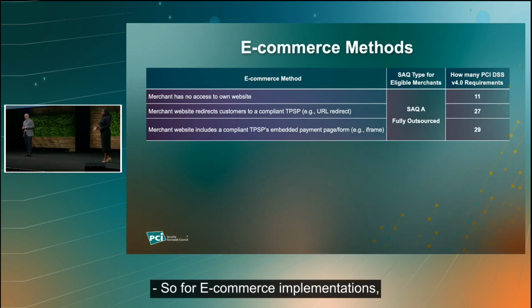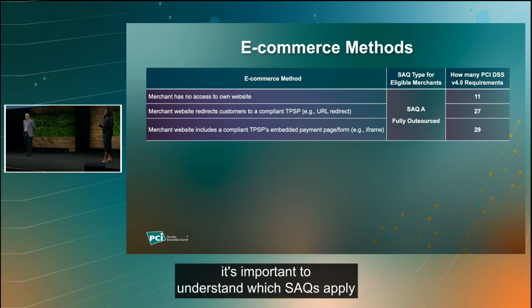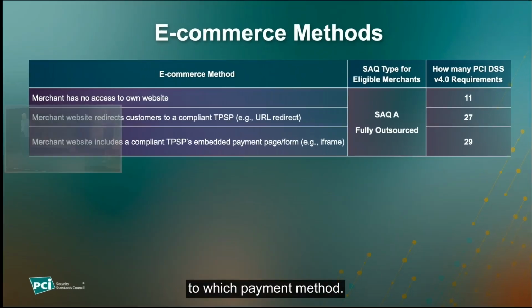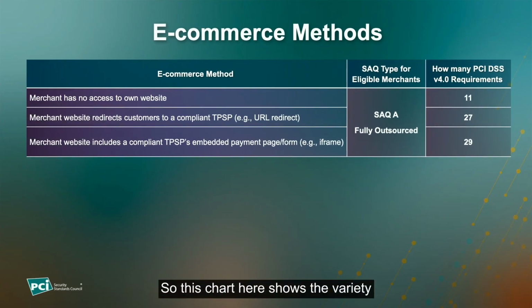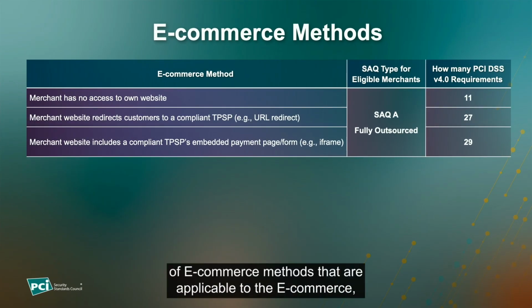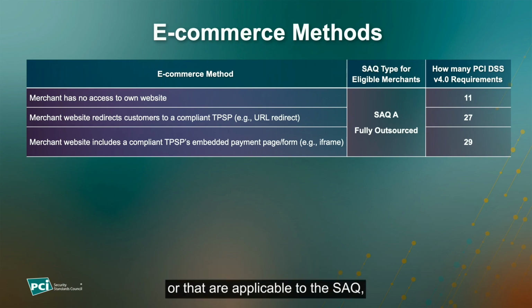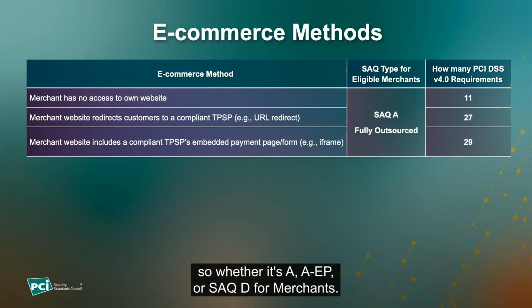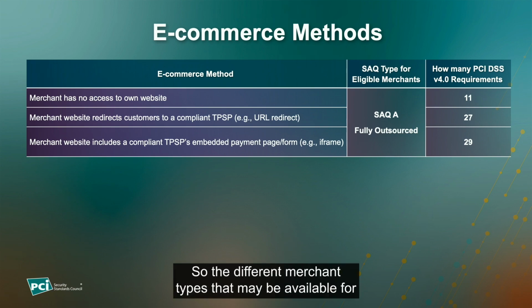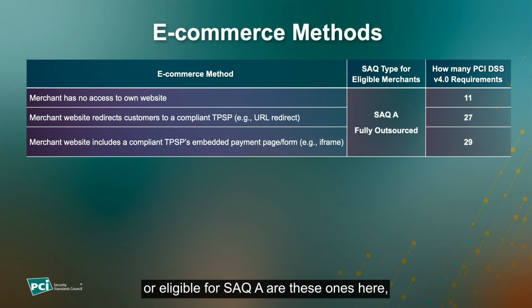For e-commerce implementations, it's important to understand which SAQs apply to which payment method. This chart shows the variety of e-commerce methods that are applicable to the SAQ, whether it's A, AEP, or SAQ D for merchants. These are the different merchant types that may be eligible for SAQ A, and that excludes, obviously, MOTO, because MOTO is not an e-commerce option.